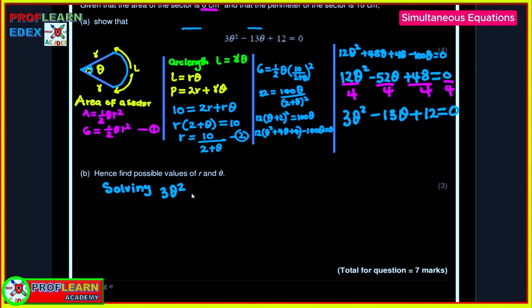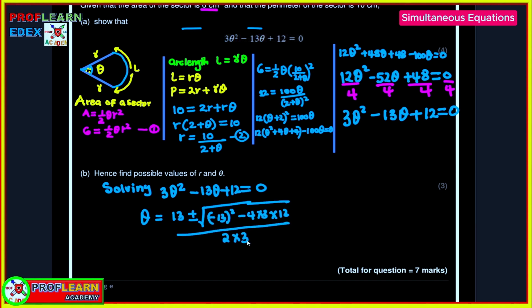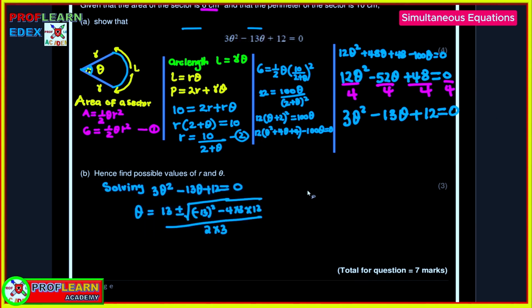Now, solving this equation that we have here, we can use the completing the square method, the quadratic formula, or factorization. You have all the options open for you to decide which method to use here, and then we will find theta equals 3 or 4 over 3.